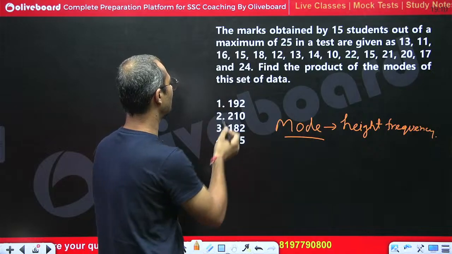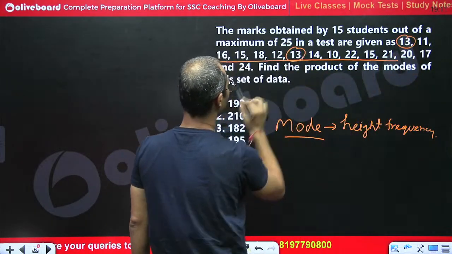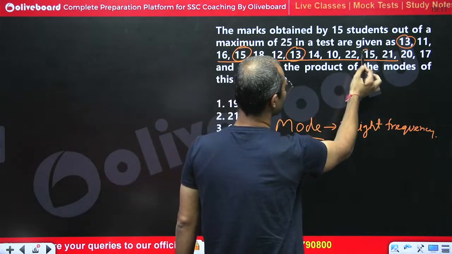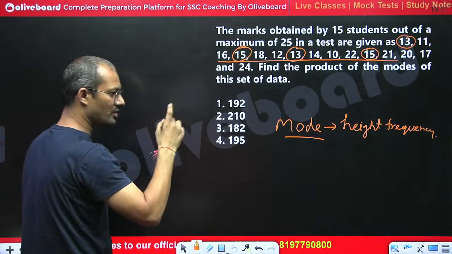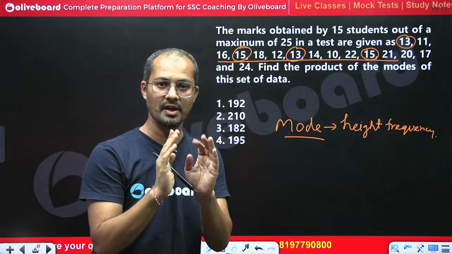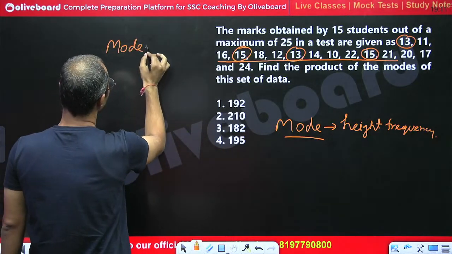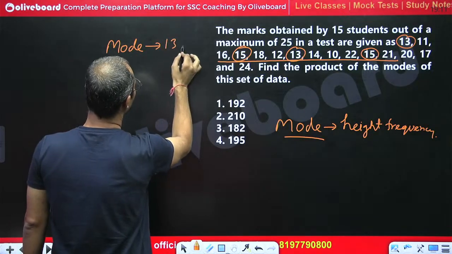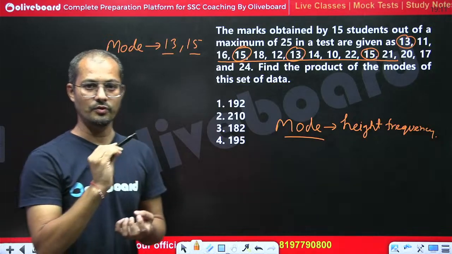So in this group of data, 13 is coming 2 times and 15 is also coming 2 times. It means the frequency of 13 and 15 is the same. So the modal value of this class would be 13 and 15. Here we have 2 values for mode.